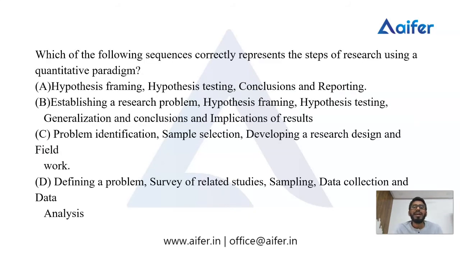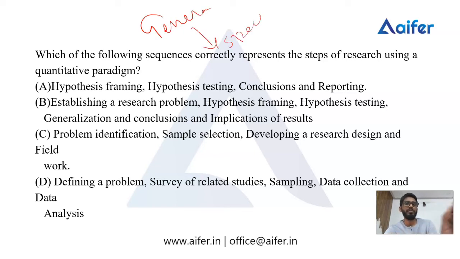Which of the following sequences correctly represents the steps of research using a quantitative paradigm? Here they are asking about the process or steps of research, especially related to quantitative research. You know, quantitative research is a deductive approach, in the sense from general to specific, which means there would be a theory, and based on that theory a researcher would test a specific hypothesis. This is the basis of quantitative research.